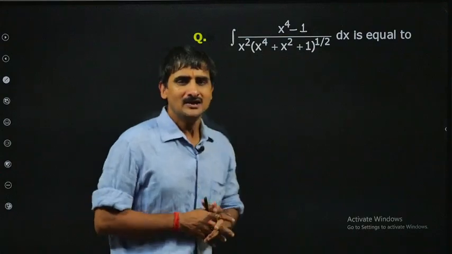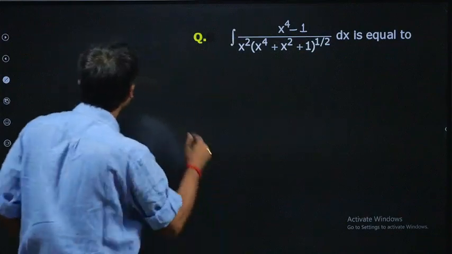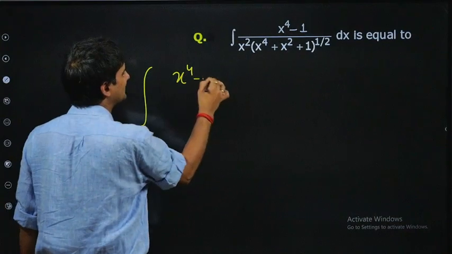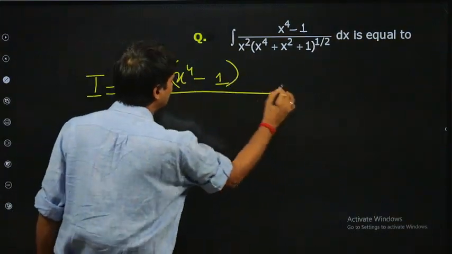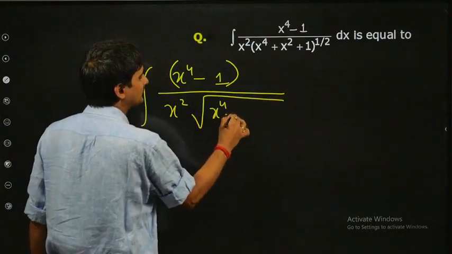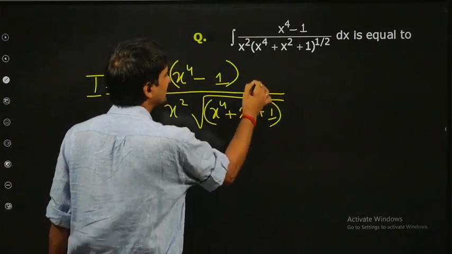Why? Because see, if you get the idea, it's a very simple question. But if you keep looking at it and trying several other things without hitting the correct method, it could be a trouble. The trouble is because of the square root, a biquadratic within the square root, bachcho.